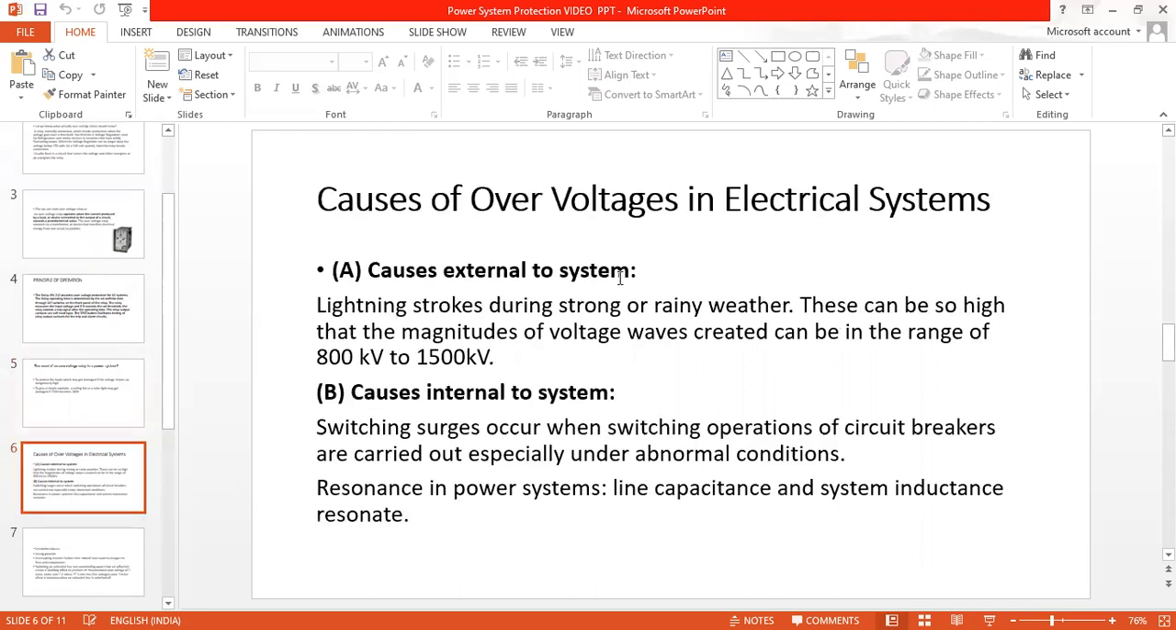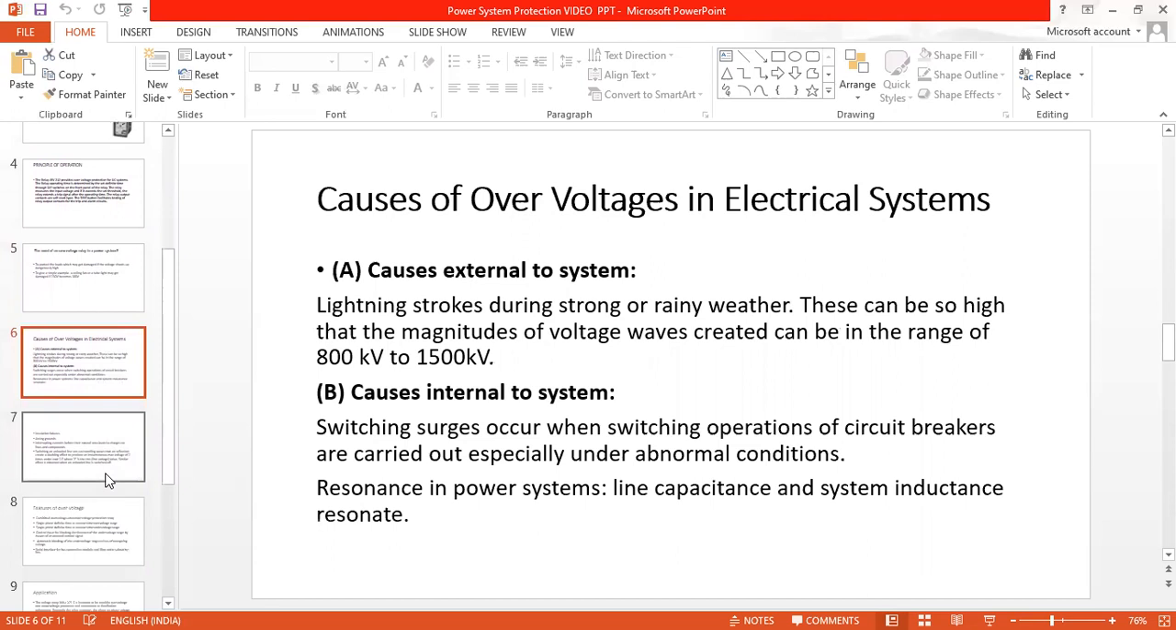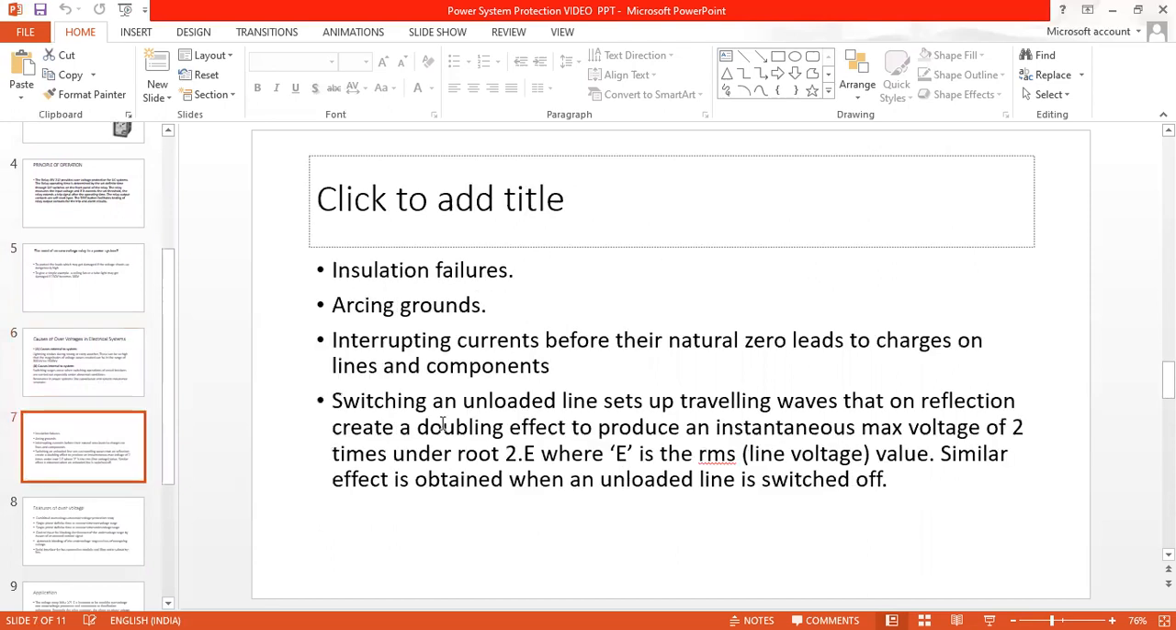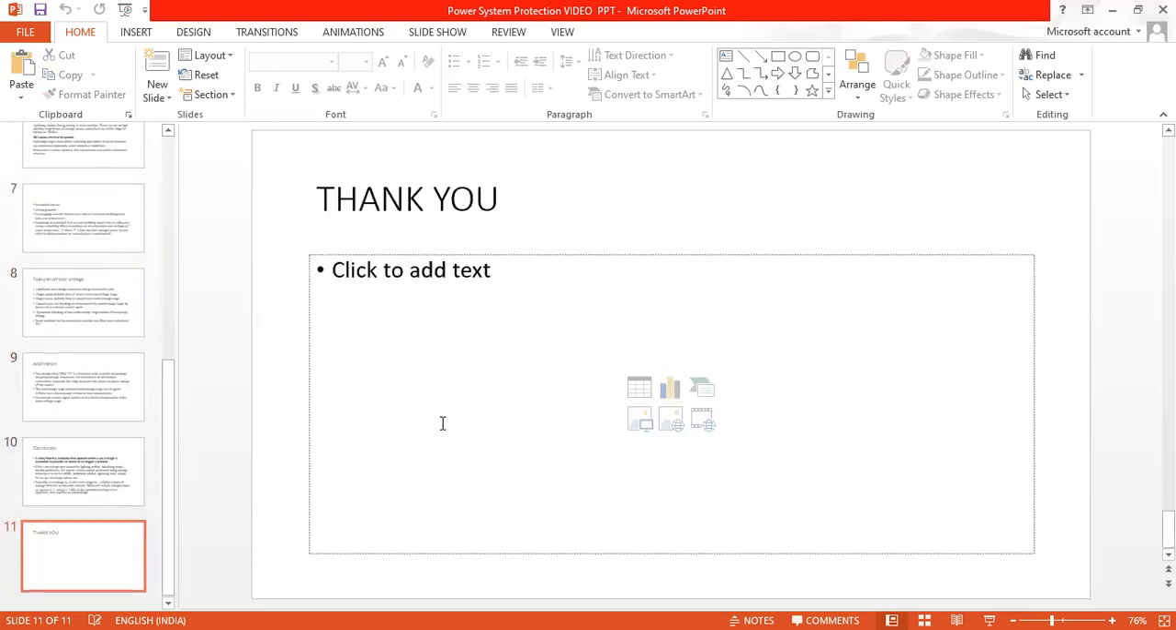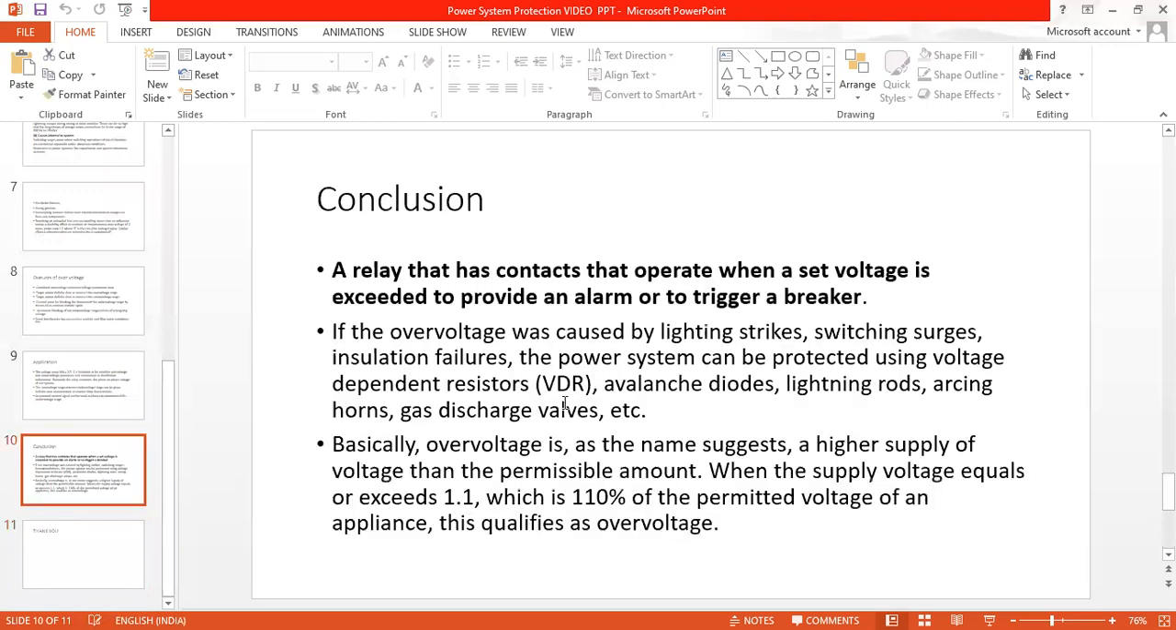That's how the causes of overvoltage in an electrical system may impact the internal and external system of the overvoltage device. That's what the VDR resistors are meant for, and that's how the permitted voltage of an appliance is exceeded to qualify as overvoltage.